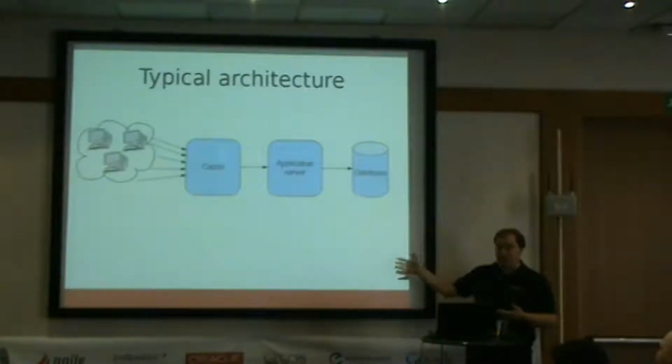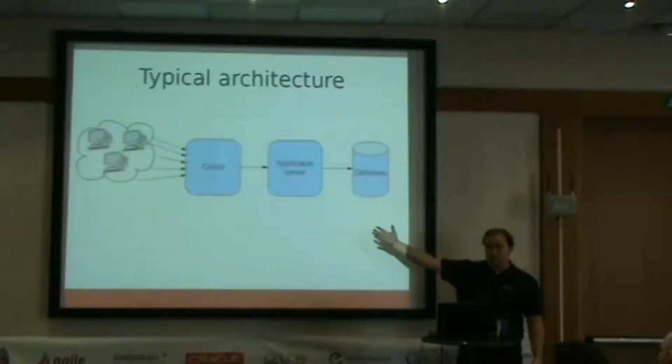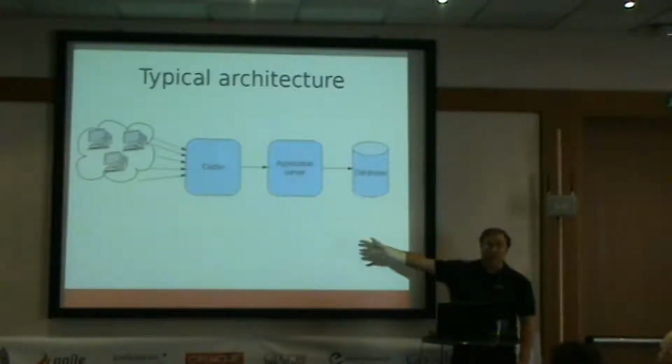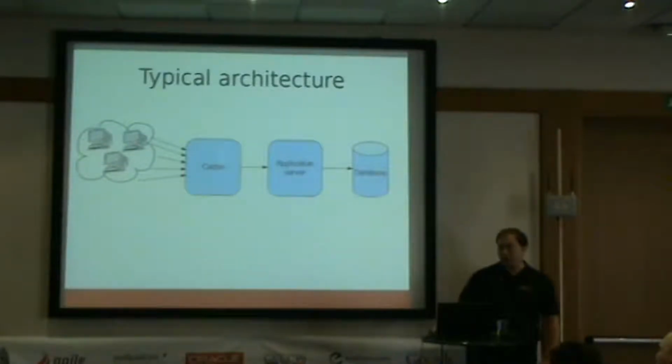So a typical architecture of your web app, sort of drastically simplified, is something like this. We have a whole number of clients out on the internet. They'll be connecting to your cache. Your cache will be connecting to your application server, whichever it happens to be, which will at some point hit your database. Most applications are one way or another database driven, the way things are today.